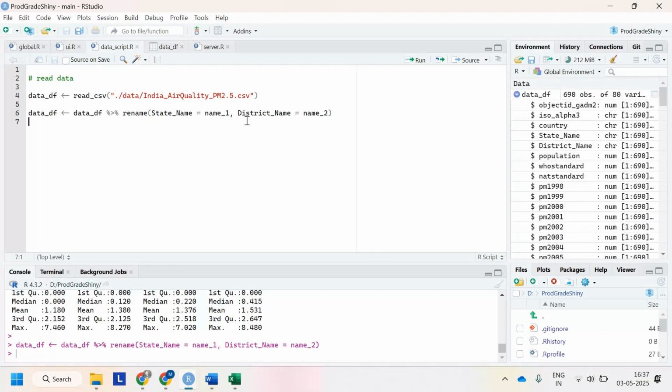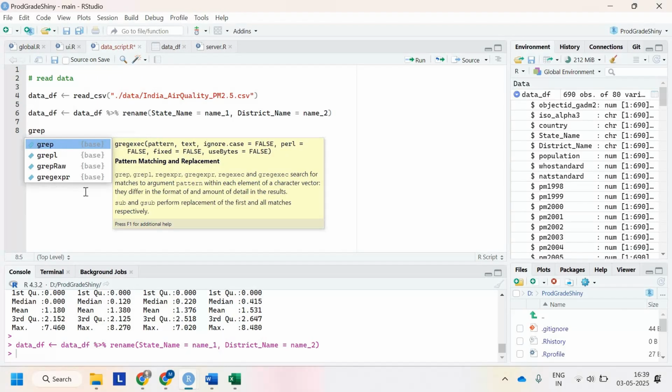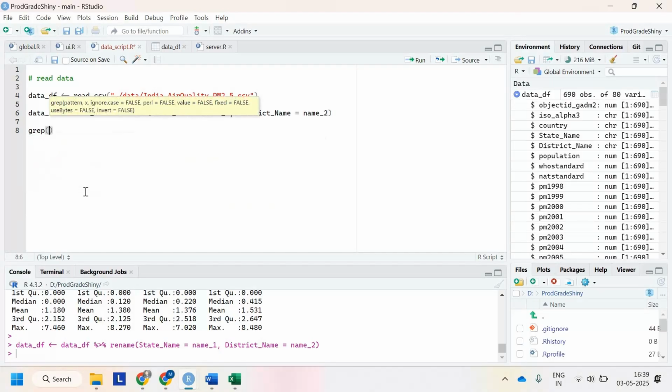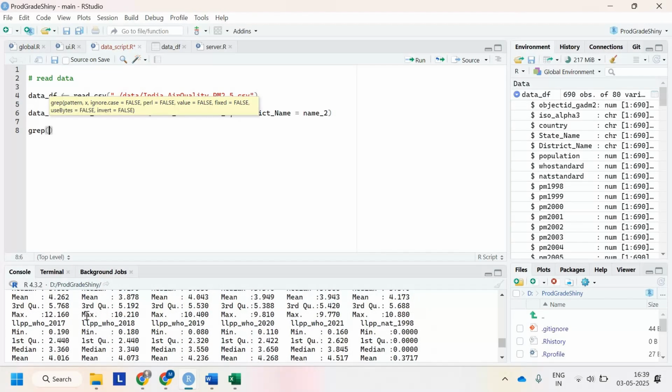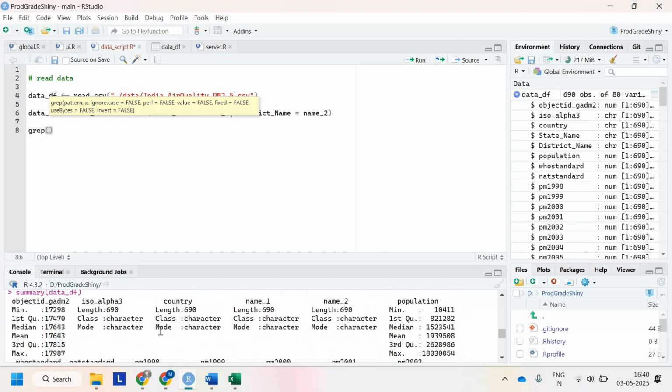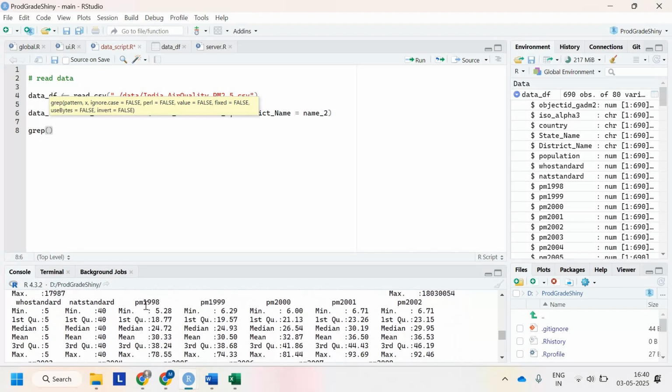Now it's time to explore the data. So let me filter out the columns that have the particulate matter PM 2.5. For that, I'm going to use the grepl function. So let's see how we can use grepl. Here you have to provide a pattern that we want to find. If you see the column names, you will find some common pattern, that's PM. PM is written everywhere.